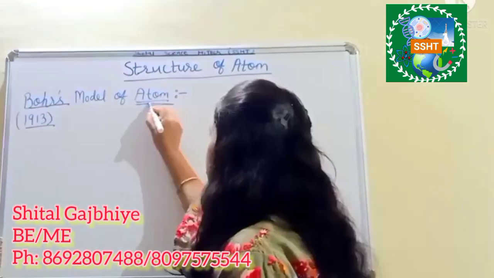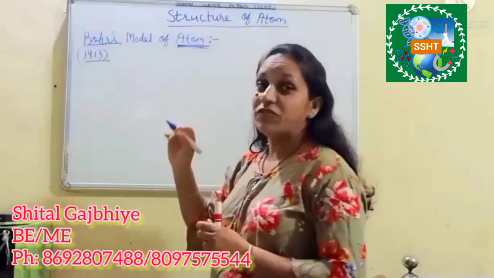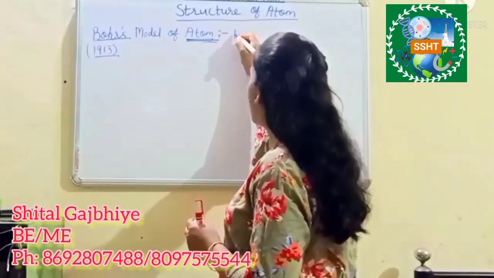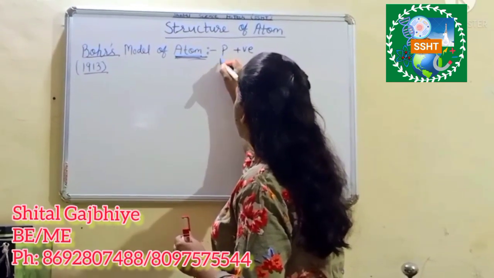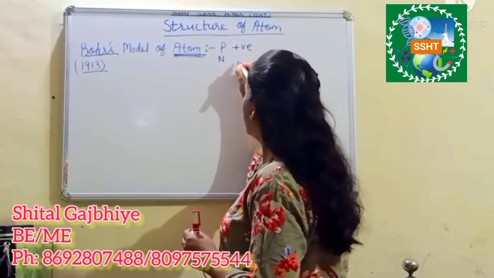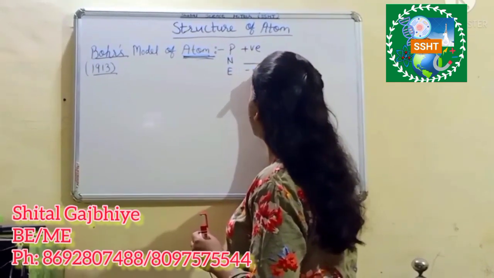And atom consists of three main parts: protons, which are positively charged, neutrons, which are neutral, and the electrons, which are negatively charged.